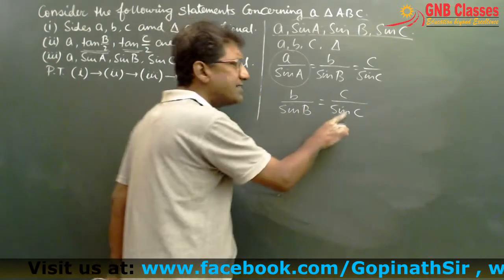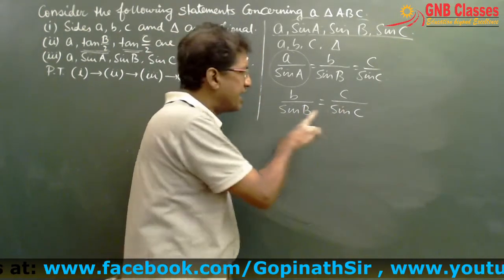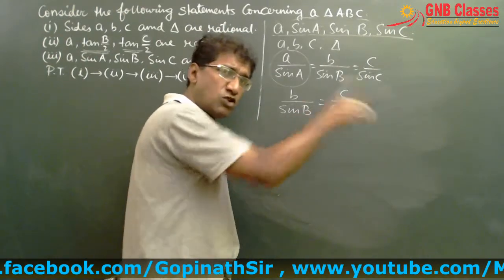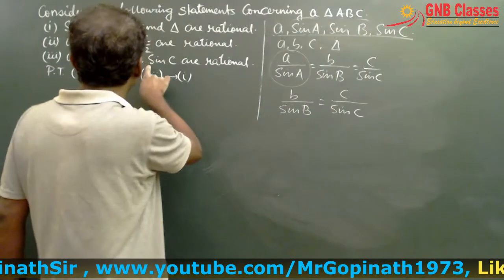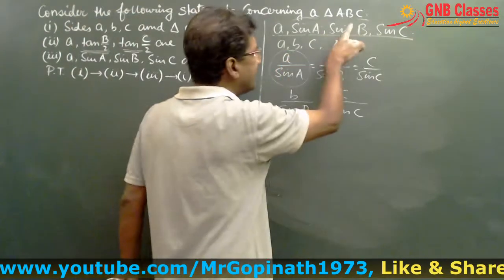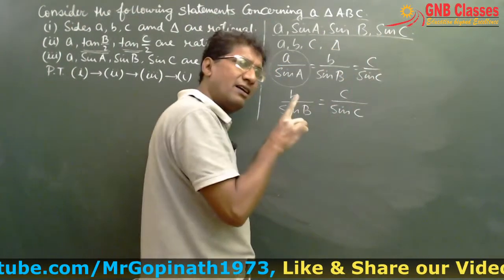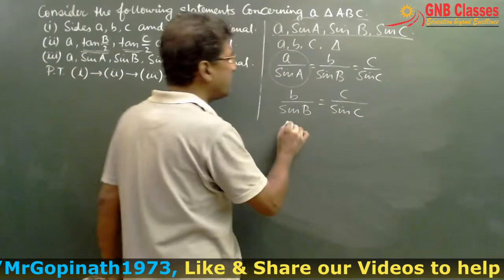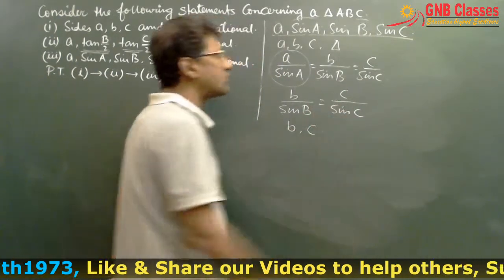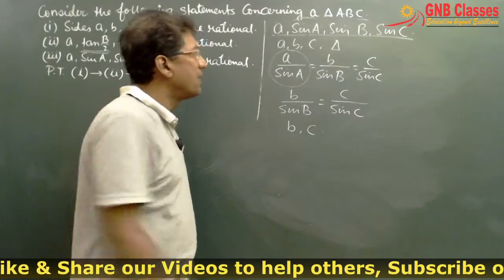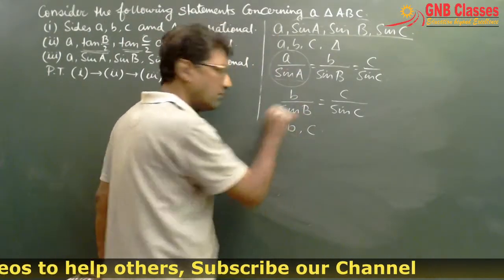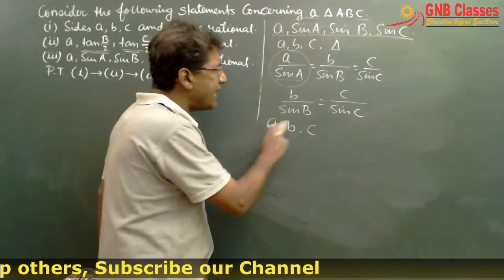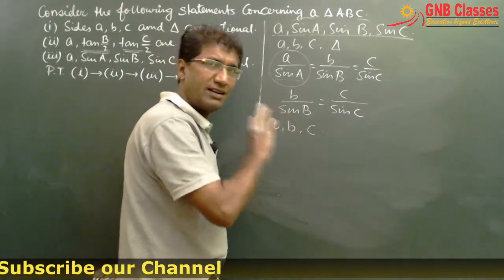Moreover, sine B and sine C are rational, because it is already given in statement 3. If they are rational, then we will say that b and c are also rational. Tell me yes or no. Now again, sine A is rational implies that a is also rational. Is it clear? Therefore, a, b, c all are rational.